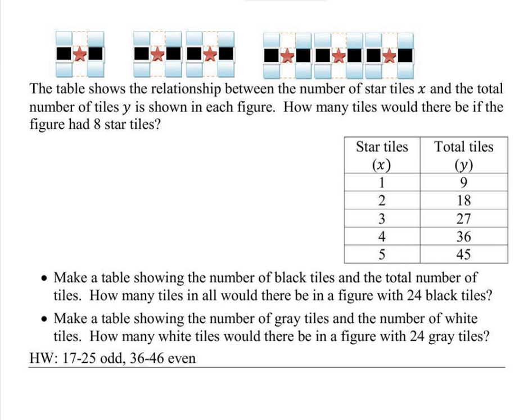Okay, we have a figure here at the top of the page. For you guys, your figure is in black and white. So it looks gray instead of blue, and the stars are black instead of red, but that's okay. The table shows the relationship between the number of star tiles, x, and the total number of tiles shown in each figure. In this figure, how many tiles are there? We got the 2 black ones, we got the star one, we got these 4 blue ones, and it's hard to tell, but there's 2 white ones in there also. So there's 9 total tiles.